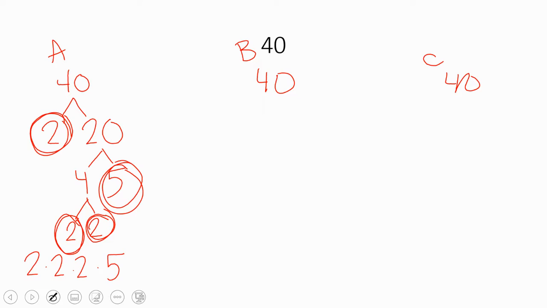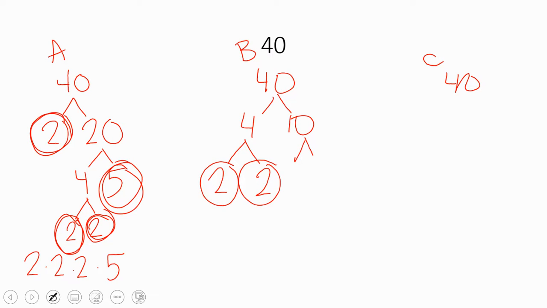Okay? All right, then student B looked at it and said, oh, I can do 4 times 10. And neither of those are prime, so they would have said 4 is 2 times 2. Those are both prime. And they would have said 10 is 2 times 5. So what do you notice? The prime factorization is still 2 times 2 times 2 times 5. Same as it was with student A.